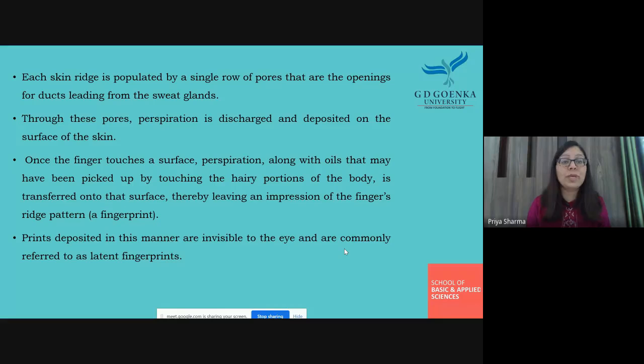Basically, perspiration is also combined with other oil secretions. Those are not present in your hands, but it is a general habit of people to touch the other hairy portions of the body; they continuously touch their face and their hair. So those oil residues also come onto the hand, and along with the fingerprint residue and the sweat composition, some of the oily secretions get deposited onto the surface in the form of latent fingerprints.